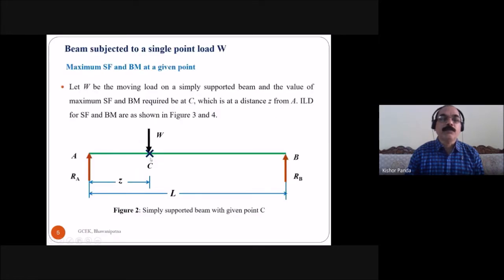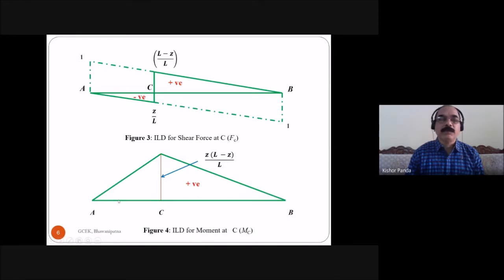So at C, what is the moment? For that, this is the influence line diagram. This is also something we have discussed in the previous class. This is the maximum value of the bending moment at the point C, Z into L minus Z divided by L. This is a positive bending moment, the positive ILD for moment at C. This is the influence line diagram for moment MC. At end A, the moment MC is 0, and at end B, MC is 0, and at C, MC is equal to Z into L minus Z by L. This is the maximum moment here.